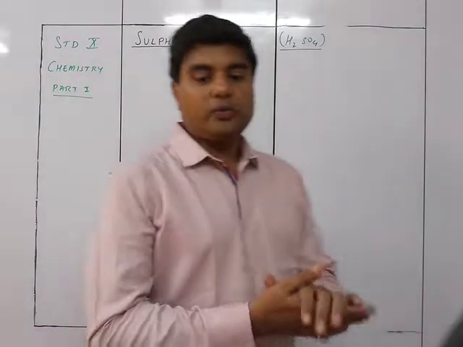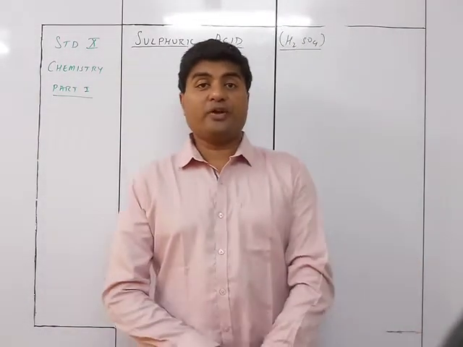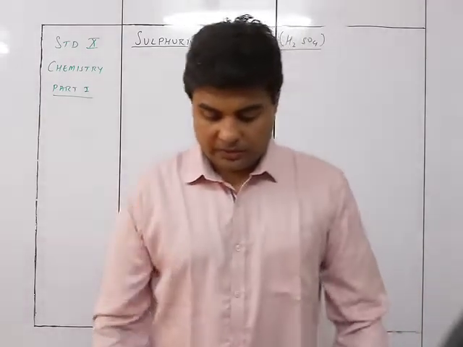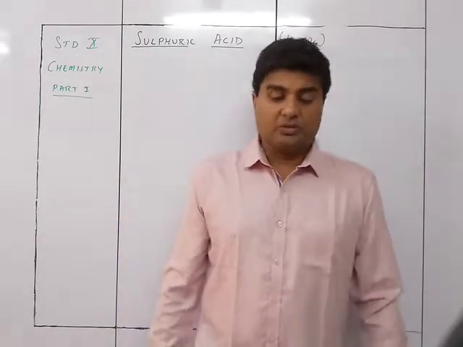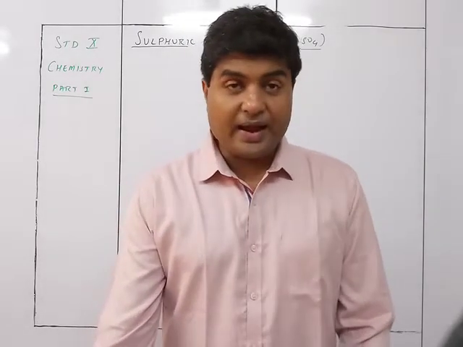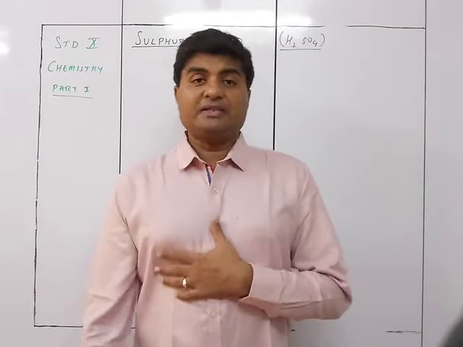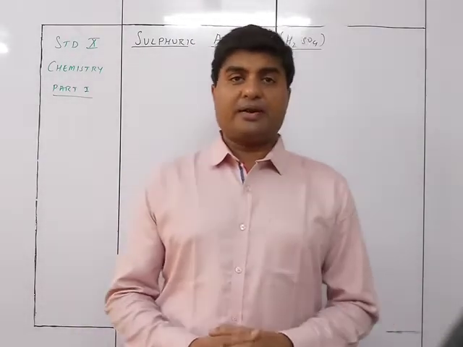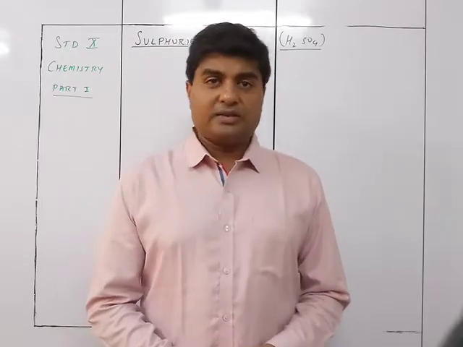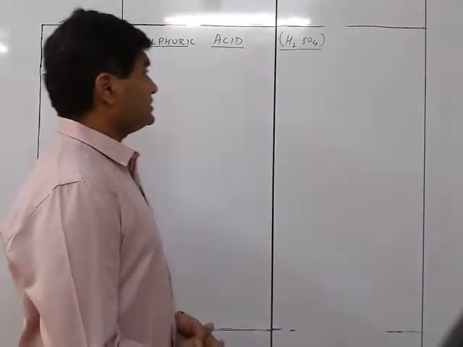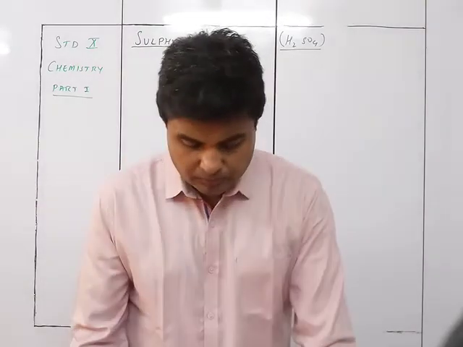So today we start with our new chapter in chemistry, that is sulfuric acid. This is the fourth chapter and the last chapter in case of study of compounds. So in the study of compounds we had four chapters. The first three which we already completed are HCl, that is hydrochloric acid and hydrogen chloride gas, ammonia and nitric acid. This one is the fourth one, which is sulfuric acid, the last chapter in study of compounds.